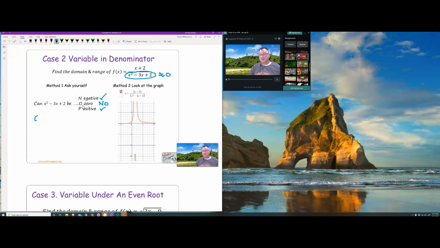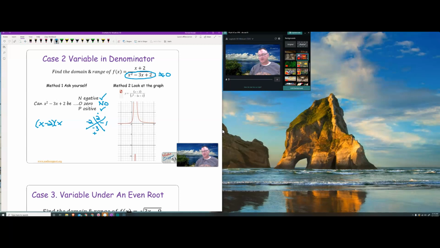So I'm going to solve that for not being equal to 0. I can factor it. Which two numbers multiply together to be 2 and at the same time add together to be negative 3? As I factor that, the numbers that work are going to be minus 2, minus 1.